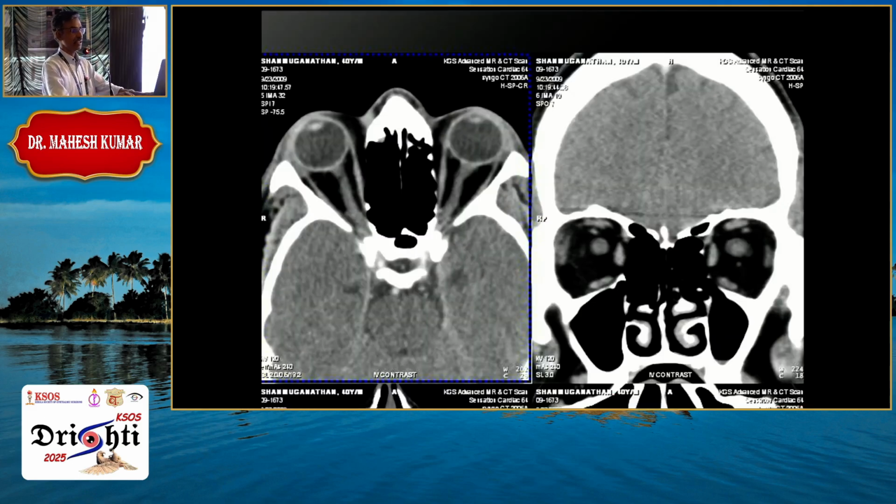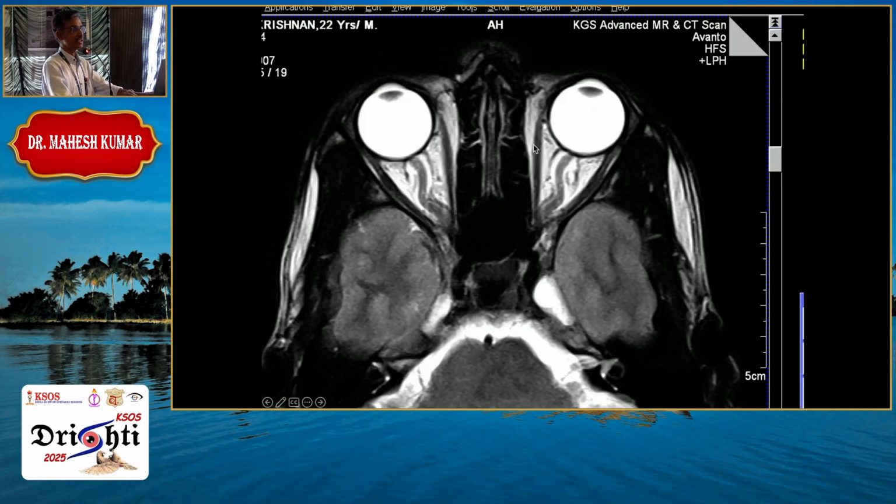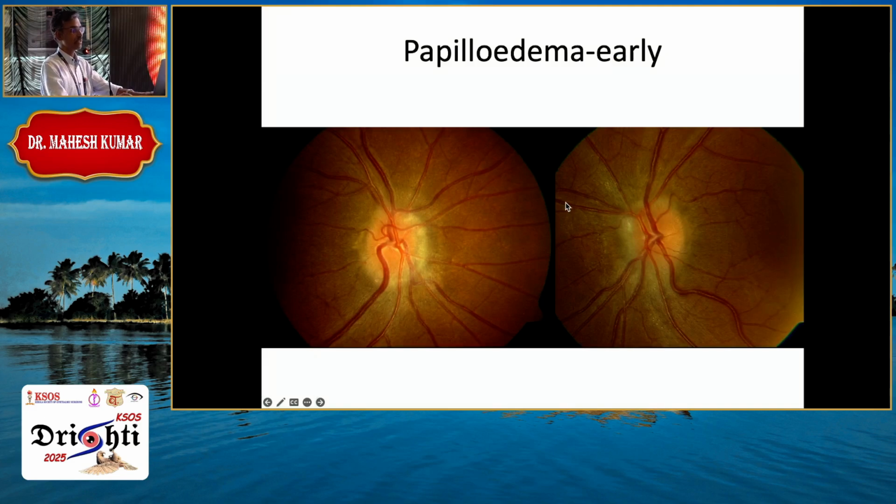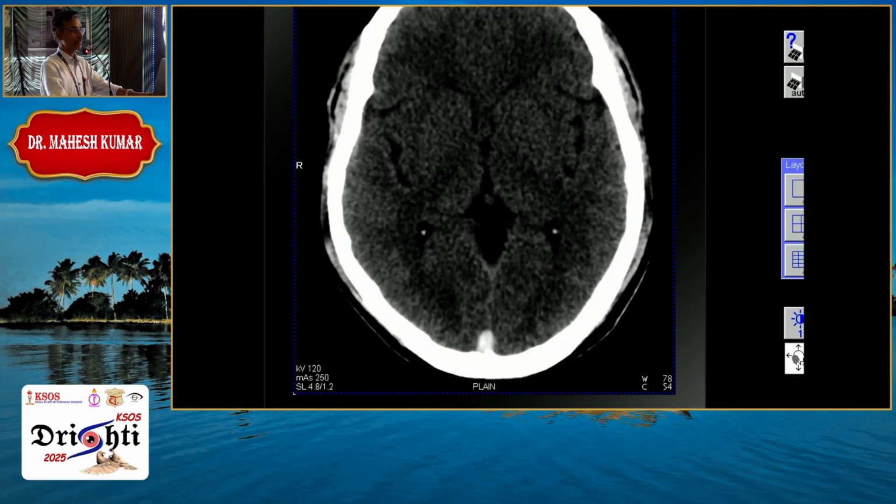Papilledema we have seen. You can see the dilated optic nerve in the CT, but MRI will show the CSF as well as the nerve. There's a dilated perioptic nerve space which is seen in the MRI T2 sequence, whereas in CT you cannot differentiate the nerve and the CSF surrounding. And you can see the dilated perioptic nerve sheath. And early papilledema we have seen, mild papilledema.